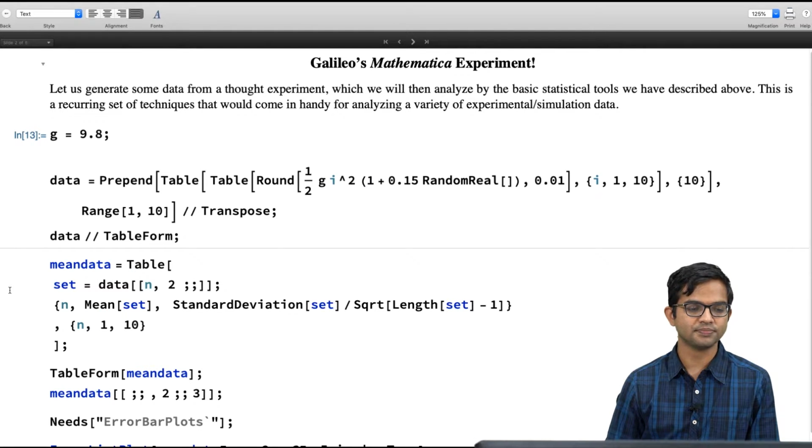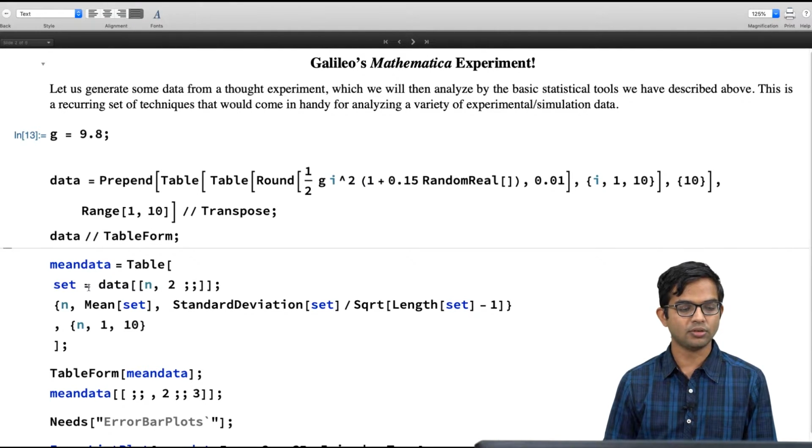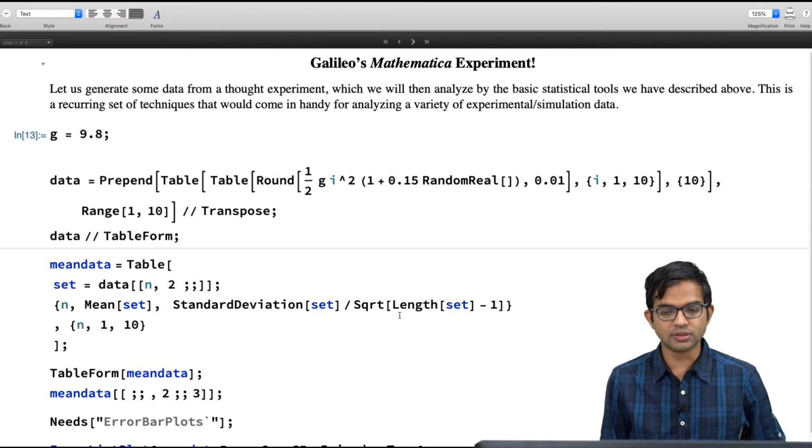Then we figured out how to systematically collect all this data in this form here. So we have this nth row and all columns starting from the second column all the way till the end, right? So this is the syntax: 2 semicolon semicolon. If you don't mention anything at the other end, it's implied that it goes all the way to the end. And then you notice how we store the data for n, mean of the set, standard deviation divided by square root of the length of the set minus 1.